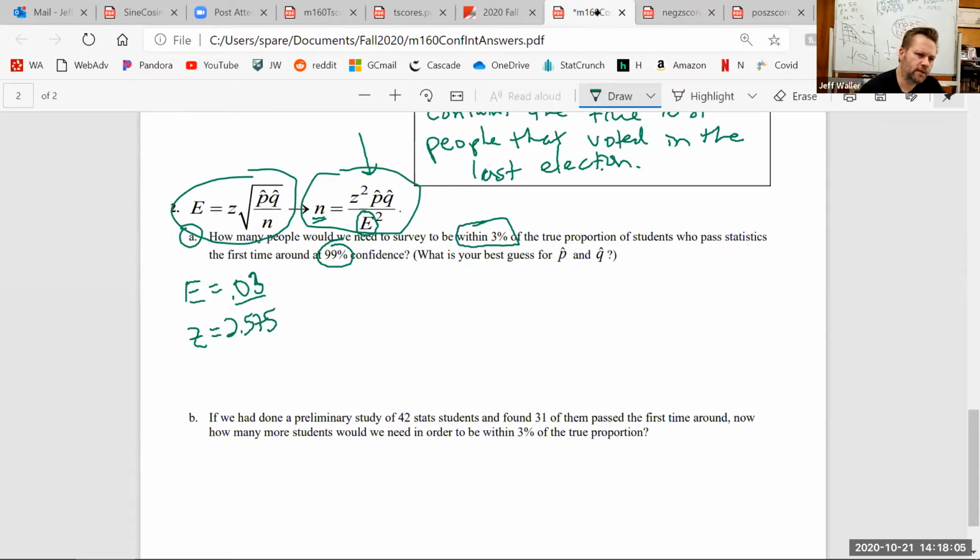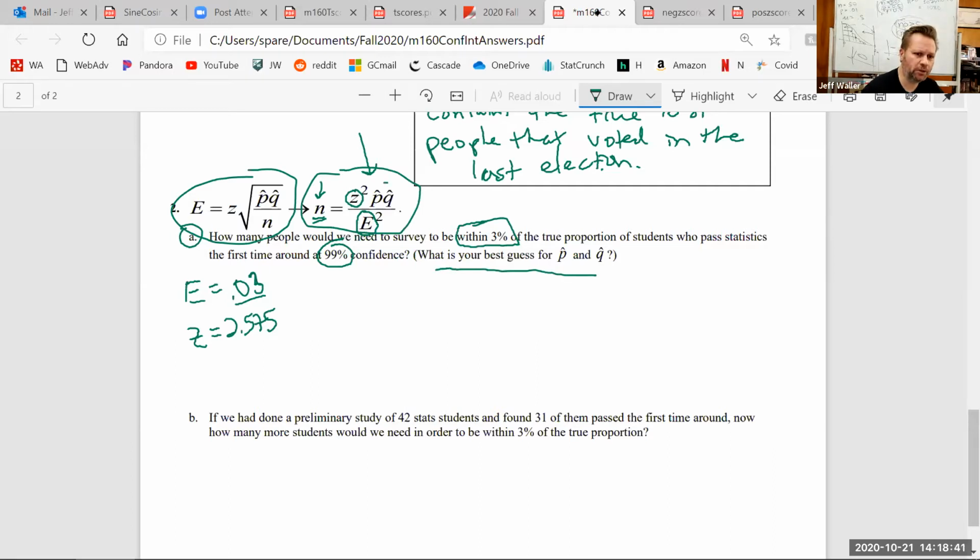Doesn't this make sense? If I want to be more and more confident, doesn't Z go up? The more confident I want to be, the further away from the mean I've got to go to catch more stuff. So my Z score is going to get bigger. Doesn't that make N get bigger? And doesn't that agree with everything we know about what makes somebody more confident about something? You take a larger sample? Maybe? No? Okay.